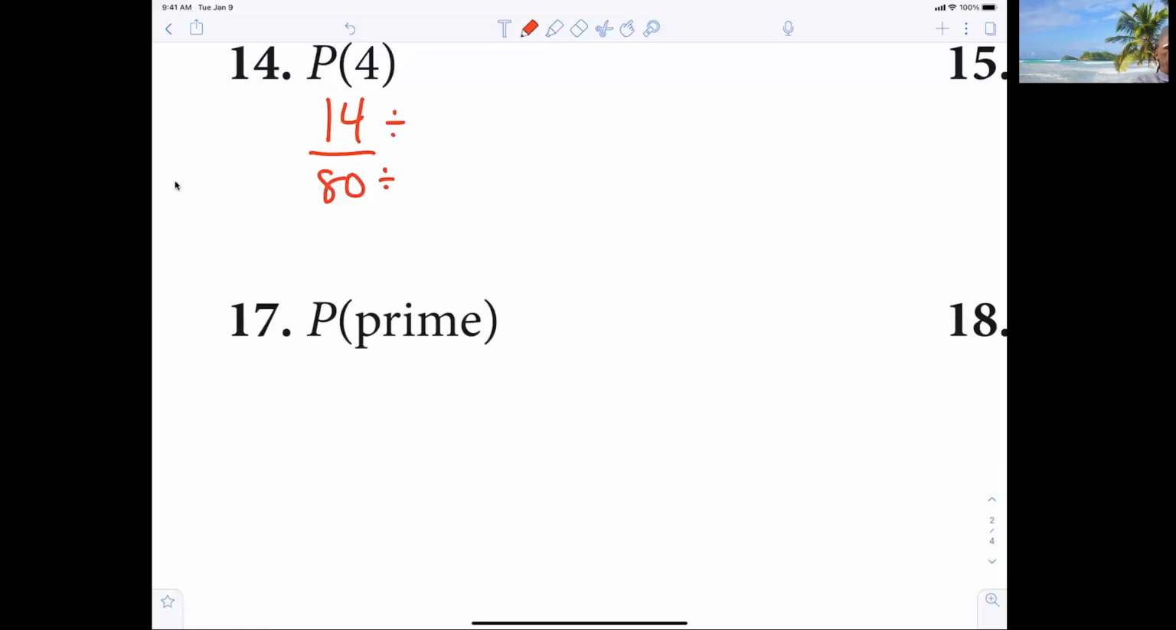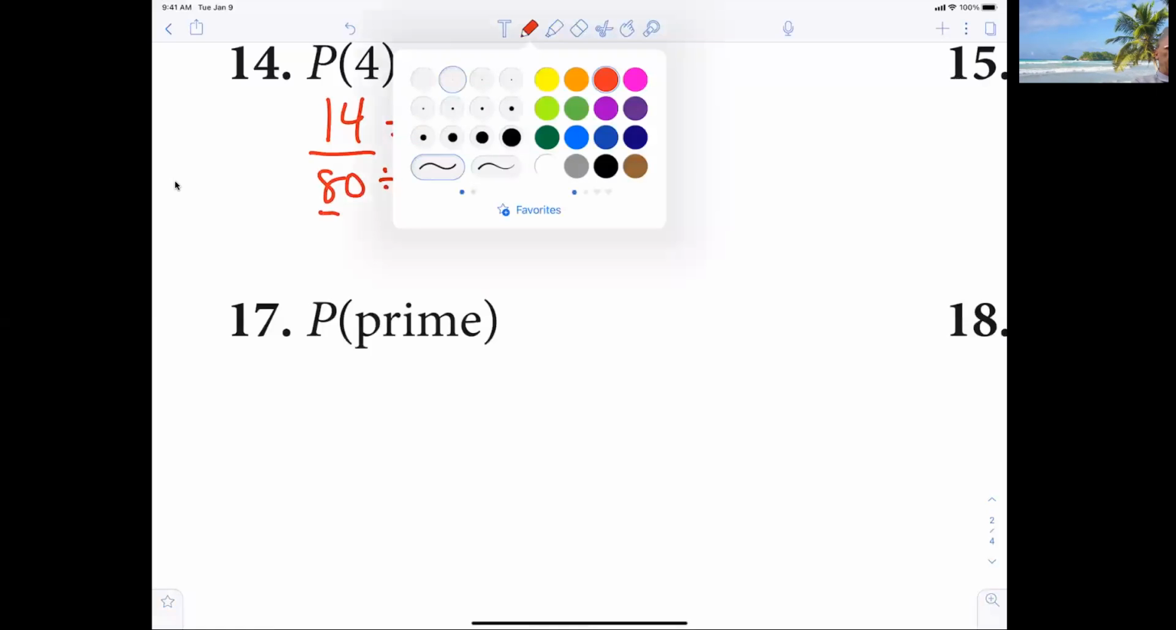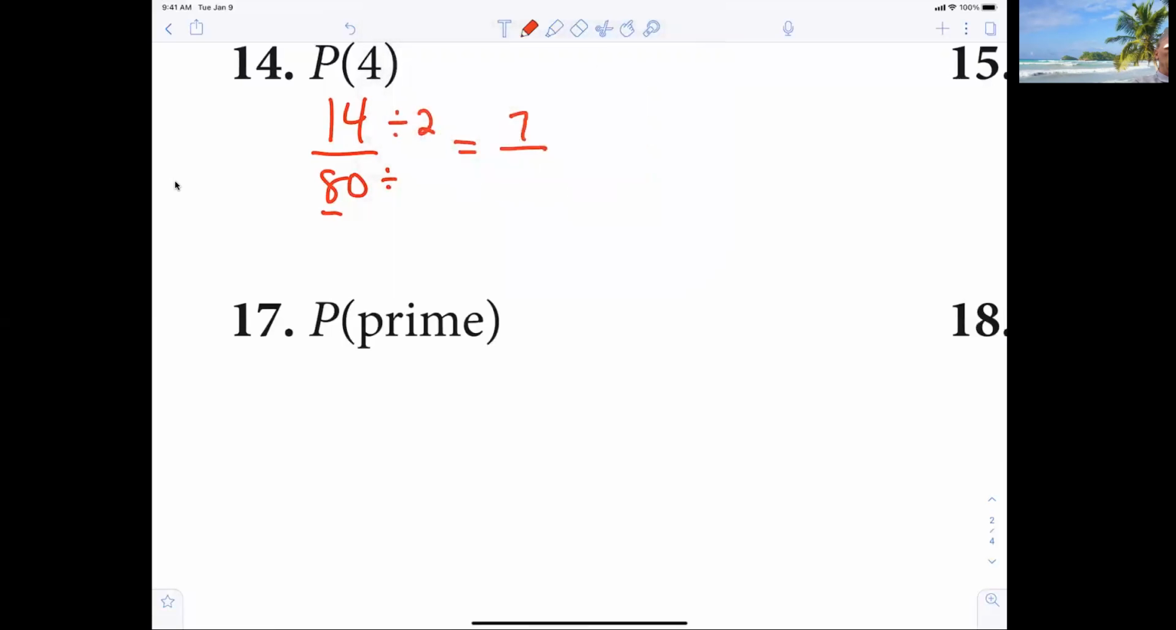So what's 14 divided by 2? 7. Come on, 7, and then 2 goes into 80 how many times? 40. Yes, 7 out of 40. Come on, KK, this is what I'm saying. Now, tell me what decimal that is.